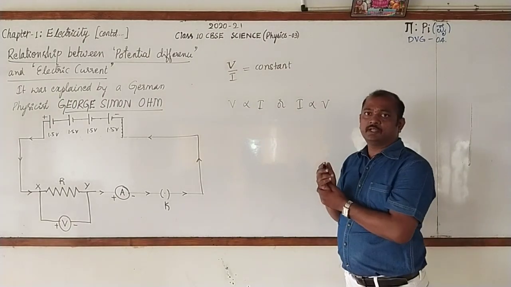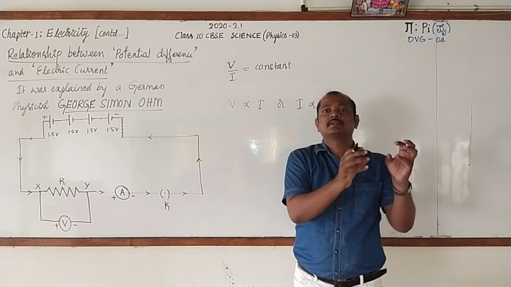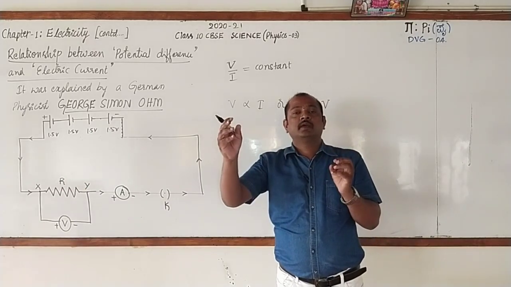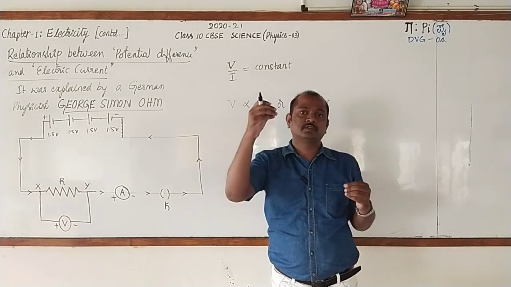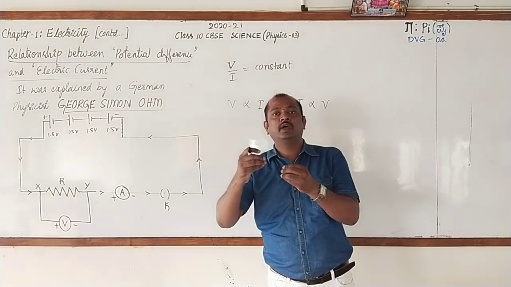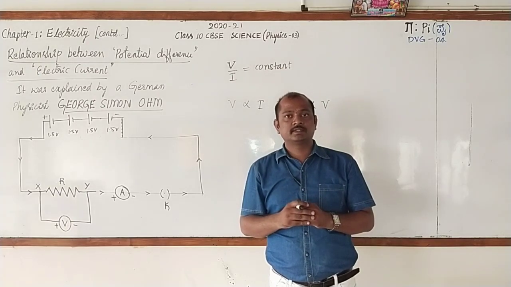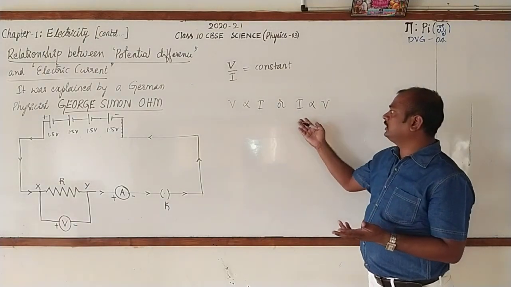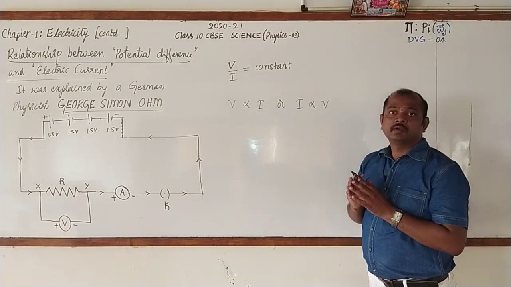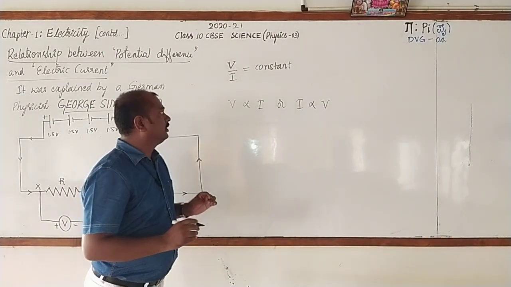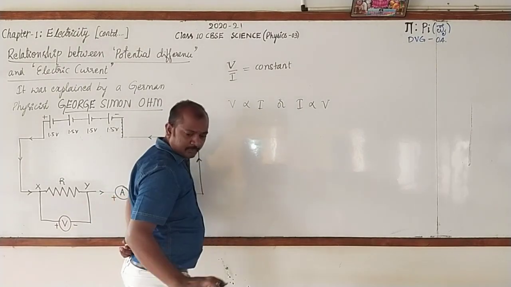V is directly proportional to I, and in reverse also it can be written. The reason is, suppose you spend some amount to buy some mangoes. As the number of mangoes increases, the amount to be given also increases. As the amount that you have increases, the number of mangoes that you can buy also increases. Hence, V is directly proportional to I, or I is directly proportional to V. Both are the same. Clear? Okay.